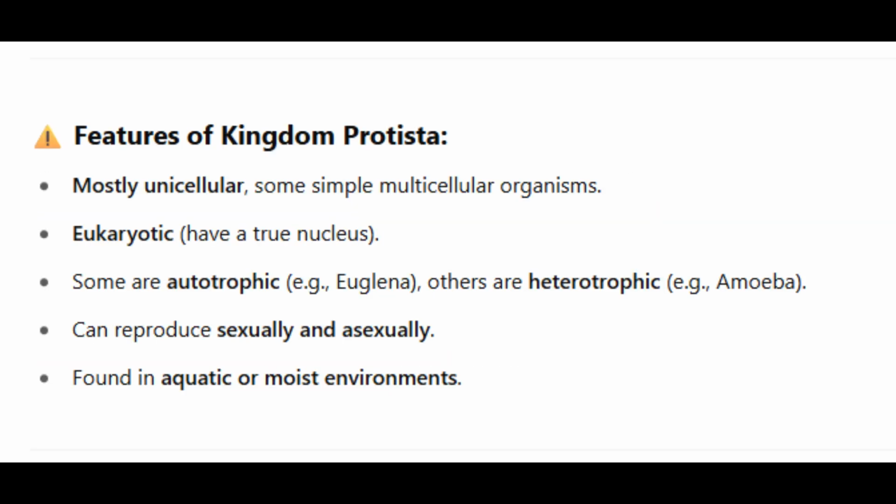Features of kingdom Protista. Mostly unicellular, some simple multicellular organisms. Eukaryotic, have a true nucleus. Some are autotrophic, e.g. Euglena. Others are heterotrophic, e.g. amoeba. Can reproduce sexually and asexually. Found in aquatic or moist environments.